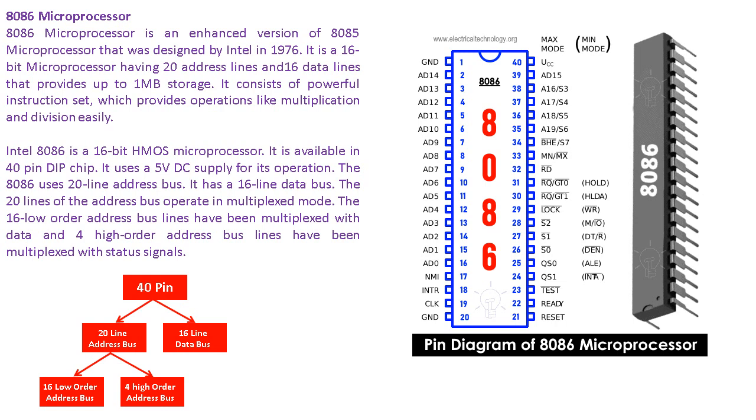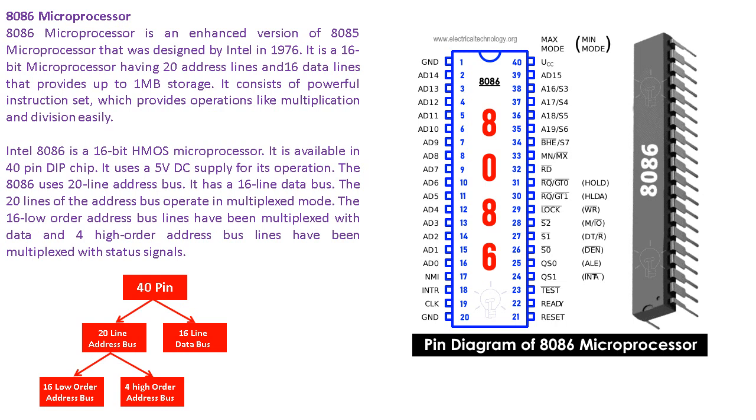The 8086 uses a 20-line address bus. It has a 16-line data bus. The 20 lines of the address bus operate in multiplex mode. The 16 low order address bus lines have been multiplexed with data, and 4 high order address bus lines have been multiplexed with status signal.